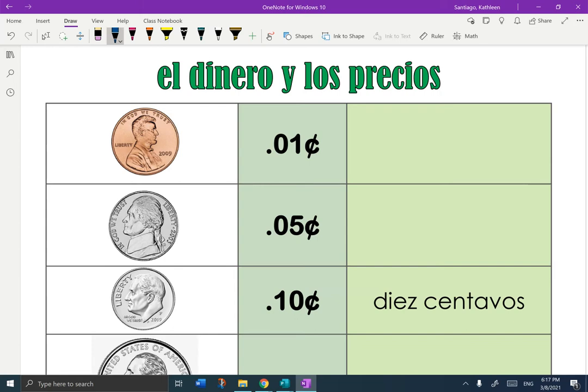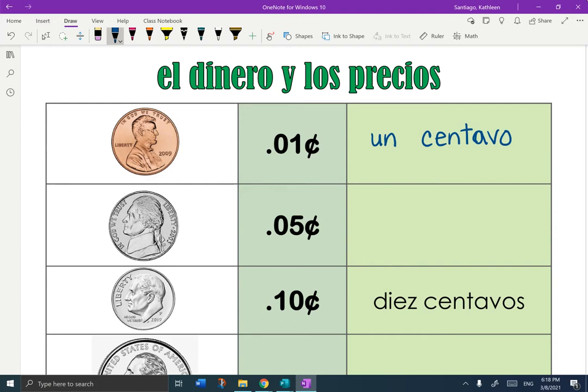So we know this as a penny. So in English, a penny, 1 cent. In Spanish, it's going to be un centavo. Now notice it's not uno, it's un centavo. Remember, uno is when we have, like, give me one. Dame uno.